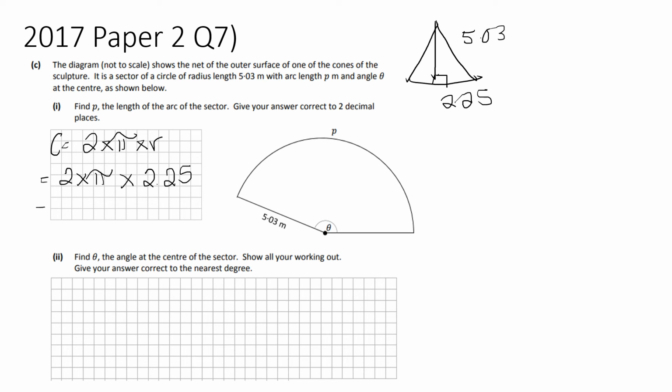When you put that into your calculator, you get 14.14, and that is in meters, okay? Because although they're talking about the arc, the radius of this actual cone is 2.25.